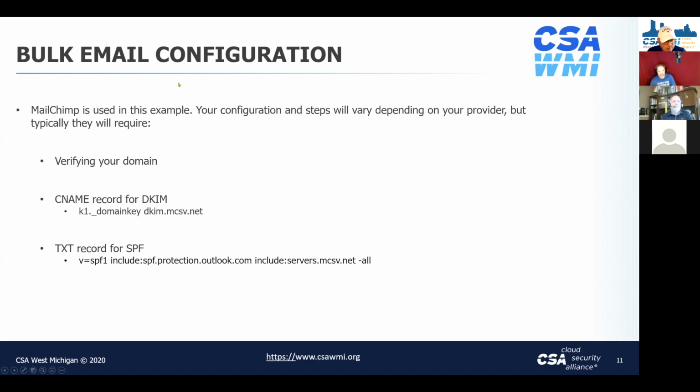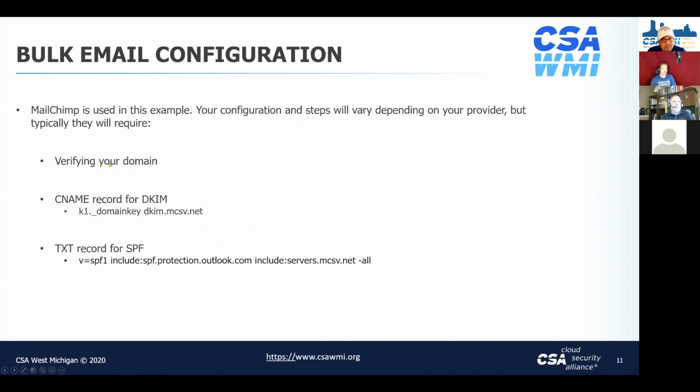This is for the bulk configuration that we're moving into now, but the records will still apply. You'll see in our SPF record here that there's 2 entries, and one of these is for the Microsoft system, and the other one here that we're using in our example is MailChimp. So again, this will vary slightly depending on your provider, but this is typically what it's going to require.